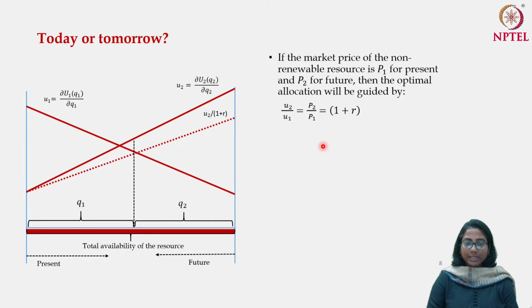Now if you look at this construction here, the distance between these two lines, this red line representing U2 and the red broken line representing U2 by 1 plus R, what does that do?